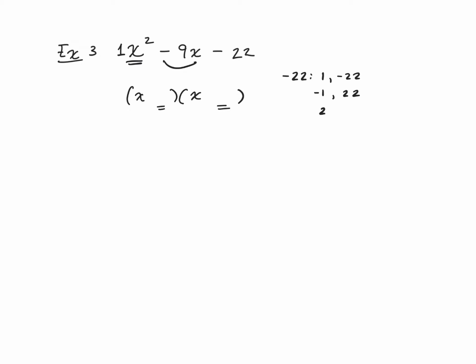It could have been 2 times -11, or it could have been -2 times +11. And that's it. I don't have any other factors for 22. So now I'm just going to look for which group, when added together, make negative 9.